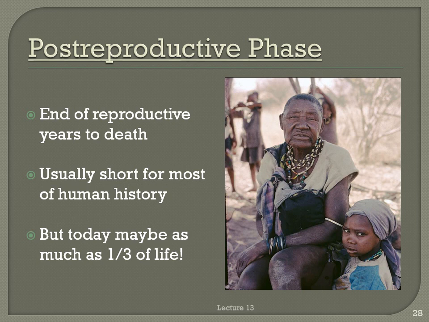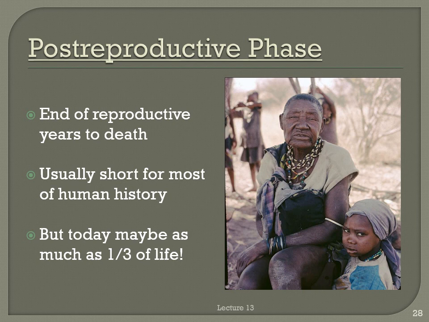The final phase of the human life cycle is the post-reproductive period, from the end of the reproductive years to death. Since menopause and male fertility decline set in around age 50, and because life expectancy was quite short for most of human evolution, this phase of life was usually rather short. In modern industrialized societies, however, as much as a third of one's life may be post-reproductive.